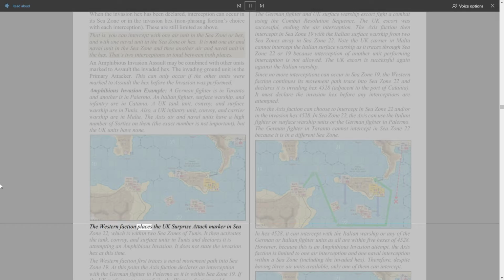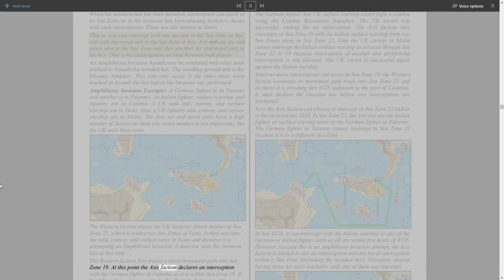The Western faction places the UK surprise attack marker in Sea Zone 22, which is within 2 sea zones of Tunis. It then activates the tank, convoy, and surface units in Tunis, and declares it is attempting an amphibious invasion. It does not state the invasion hex at this time. The Western faction first traces a naval movement path into Sea Zone 19.